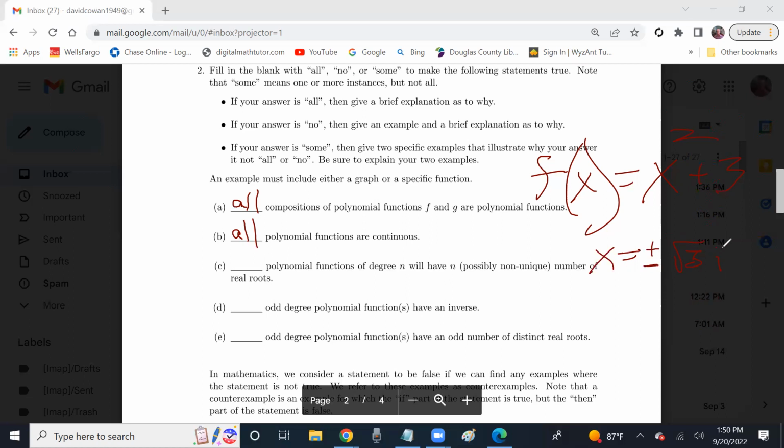So it's definitely not true for all. Exactly. On the other hand, if I set that minus 3, it is true for that because now x equals plus or minus the square root of 3. And that's 2 real solutions. So this has got to be some.